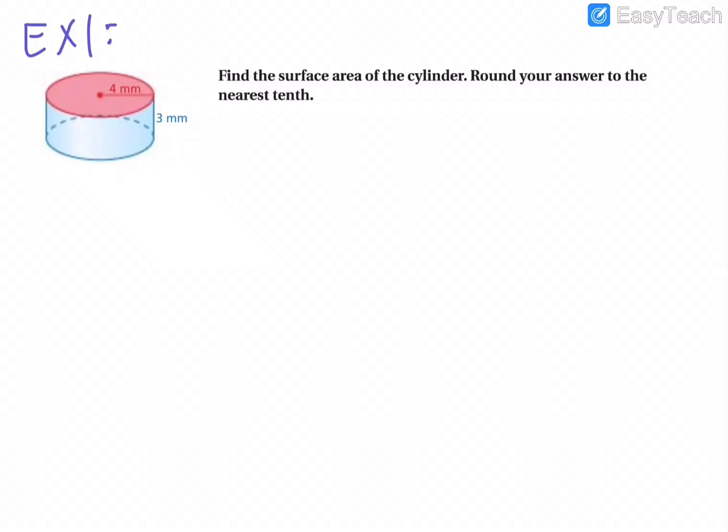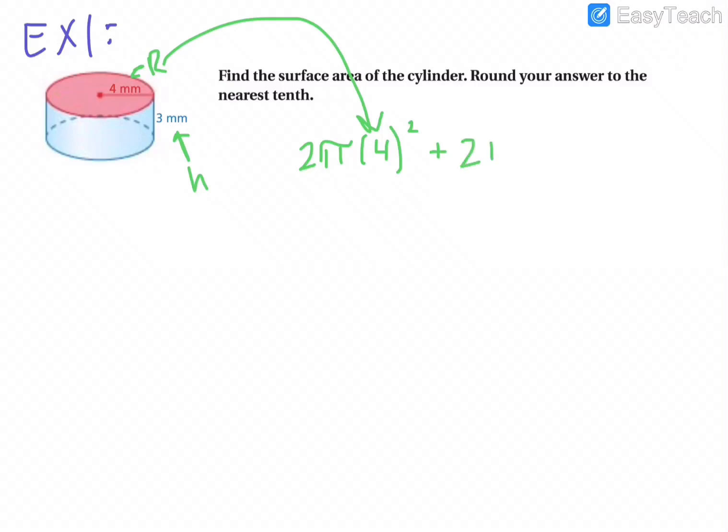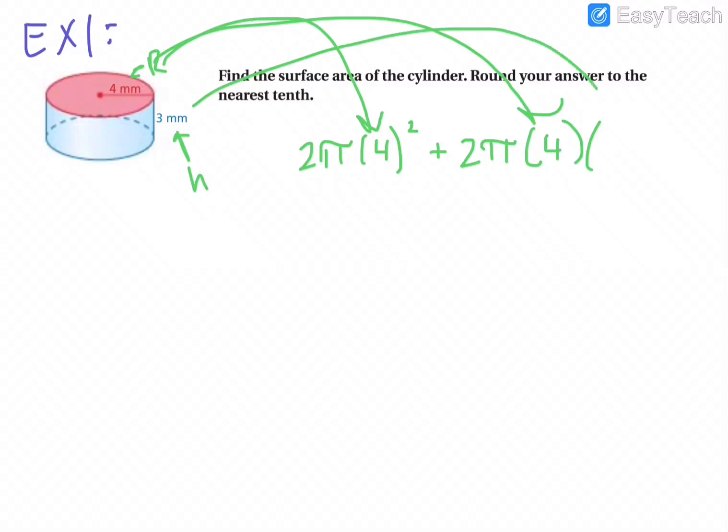Okay, so I know that my radius is 4 and my height is 3. Oops, I need to put h there, not 3. So I'm going to do 2 times pi times my radius, which is 4. Plug that in right there for the r squared, and I always use parentheses when plugging it in, plus 2 times pi times my radius again, times my height.